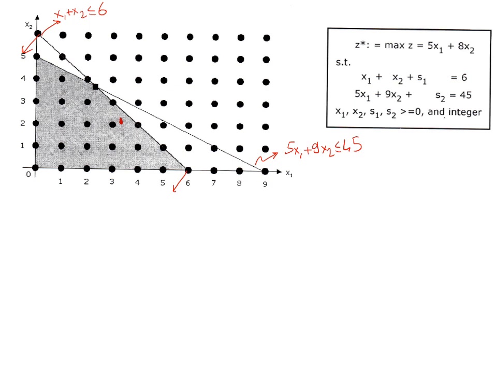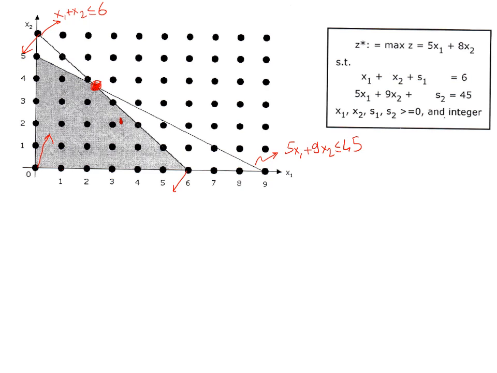And the optimal solution appears at this intersection here because we try to maximize such an objective function, and the optimal solution is here, and it's not integer, and the integer feasible region is only these black dots within this shaded region.